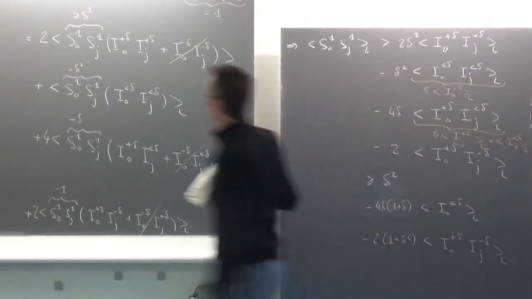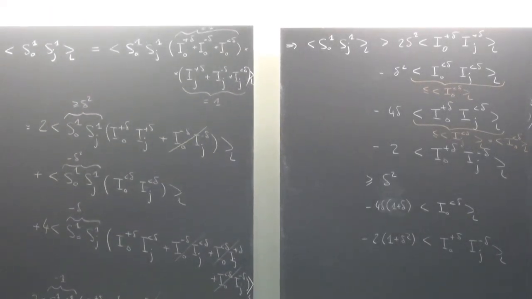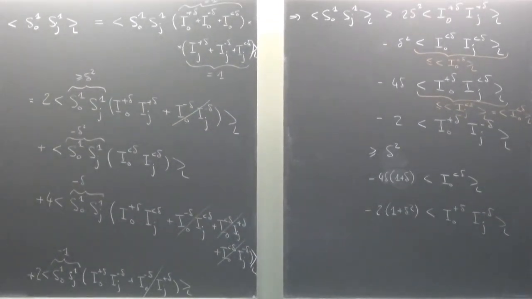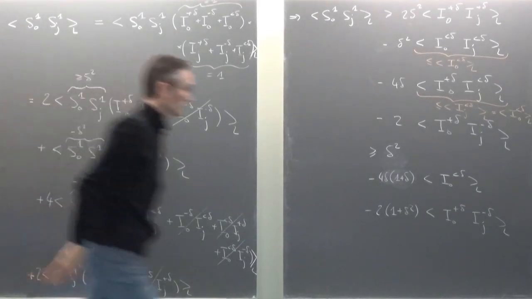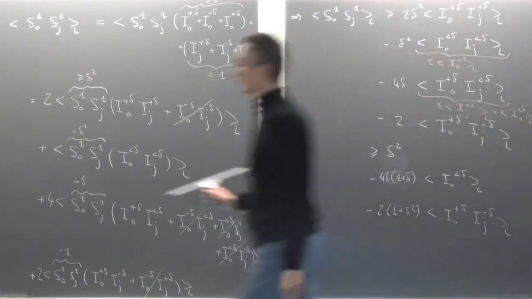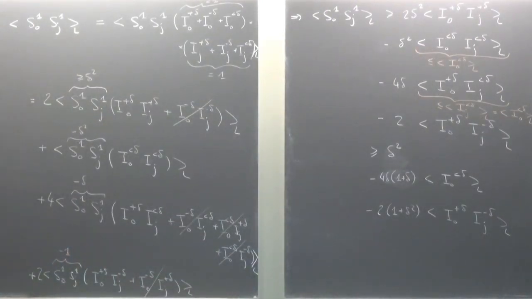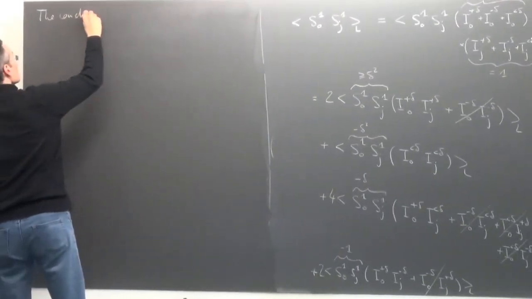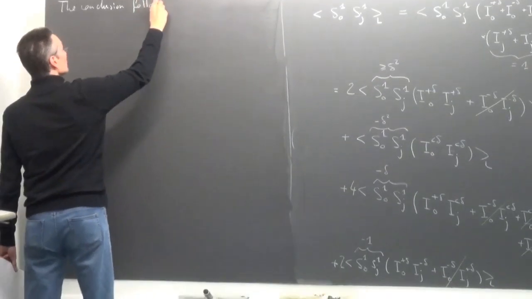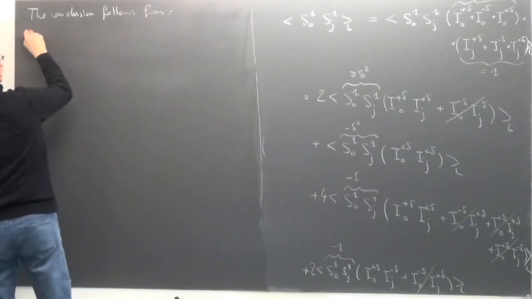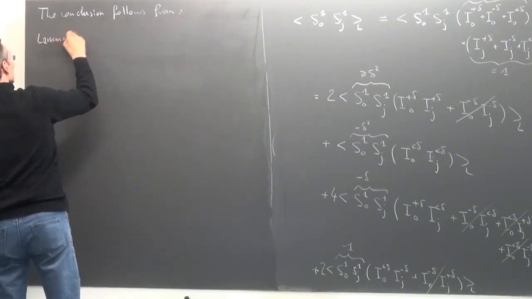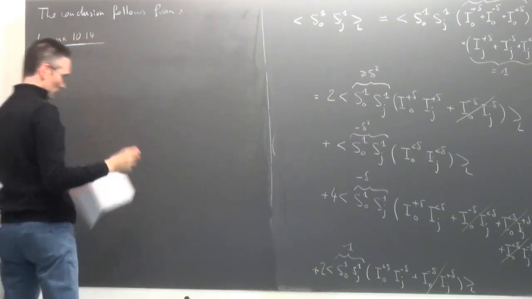Maybe I can first erase here. And the proof of these two lemmas relies on the chessboard estimate. So the first one is lemma 1014. So the conclusion follows from these two lemmas. So lemma 1014 tells you the following.